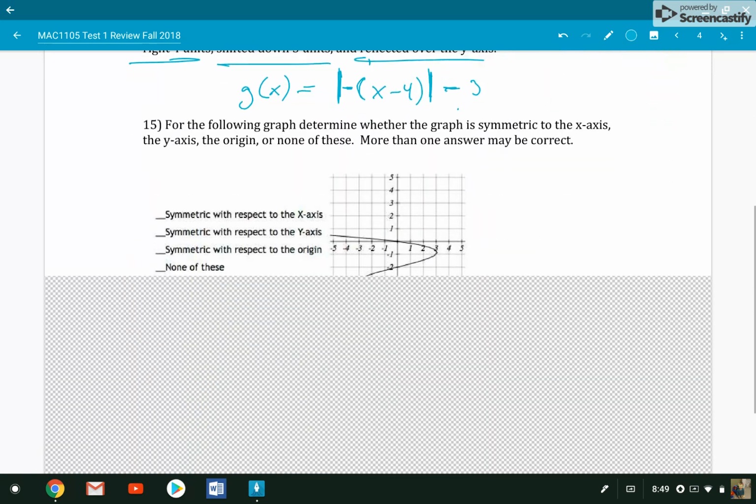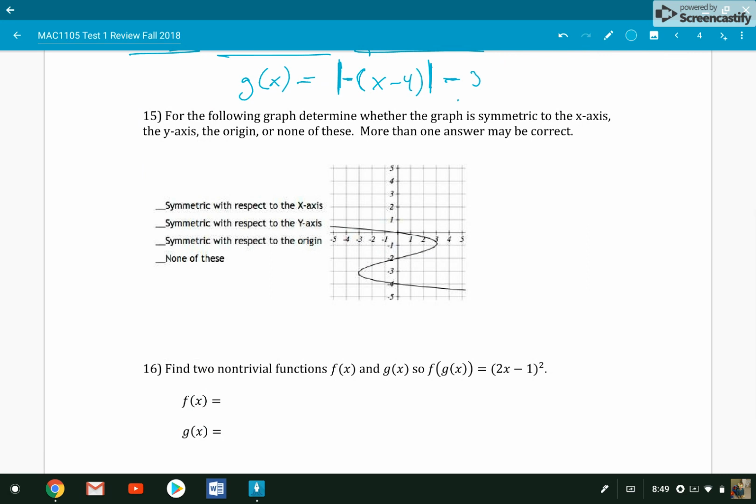For number 15, for the following, determine whether the graph is symmetric to the x-axis, y-axis, the origin, or none of these. This ends up being none of these. To be symmetric to the x-axis, which is this axis, what's above it has to look like what's below it, but this little sliver doesn't look like all that's below here. It almost looks symmetric to the y-axis, but you've got this curve here. To the right of that, you would need another curve mirror imaged on the other side, and it's not there. And then to be symmetric to the origin, you need the diagonals to have that symmetry. And there's no diagonal symmetry. There's no symmetry in this original graph.